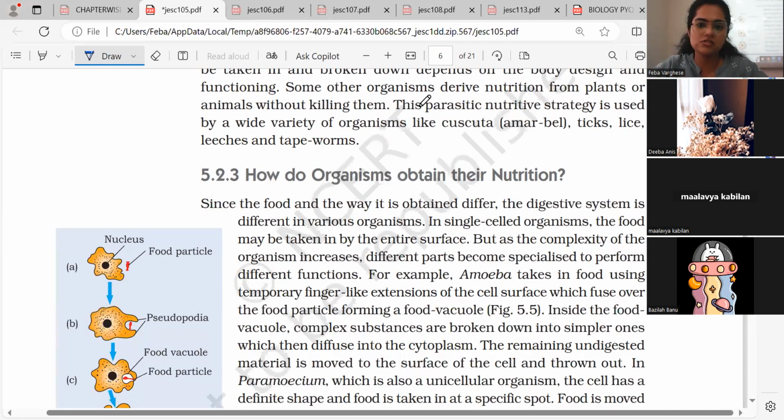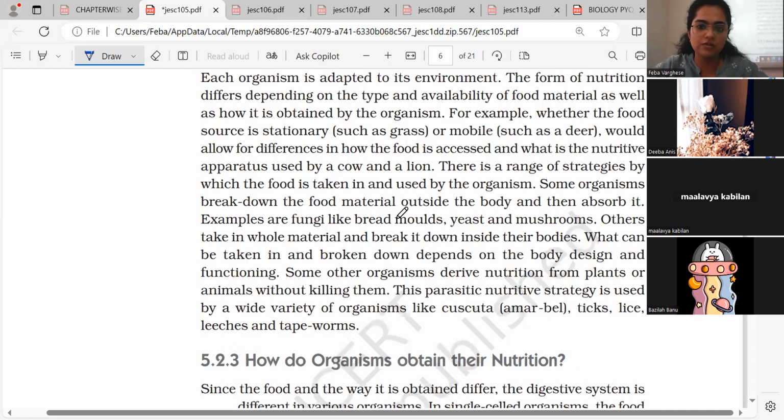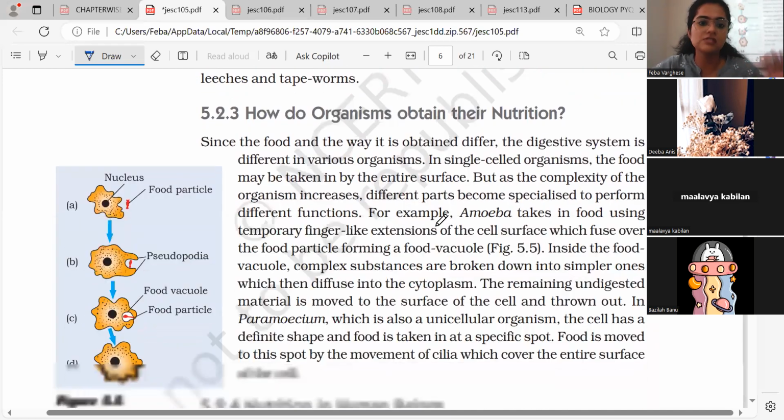So just go through all the examples. They are all given over here. All the information is there in the textbook. I'm not saying anything out of the textbook. Everything is there in the textbook. Just go through the things, read them properly.